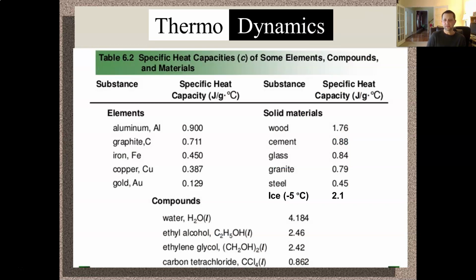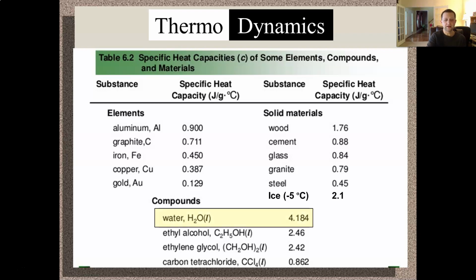So here's a table of some specific heats. You can see them on the screen here. So we have some elements on the left, materials on the right, and you can see wood, cement, glass, granite. Some of you may have granite countertops in your kitchen, and steel. The greater these values, the more energy it takes to heat them up by 1 degree Celsius. The smaller the value, the easier that process is going to be, the less energy it's going to take to heat up a substance.